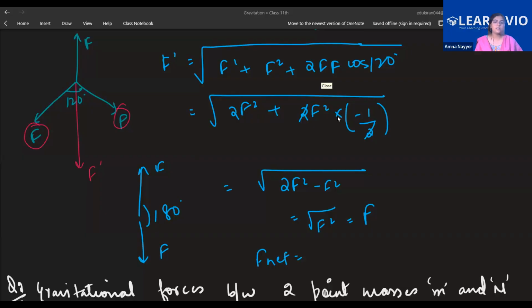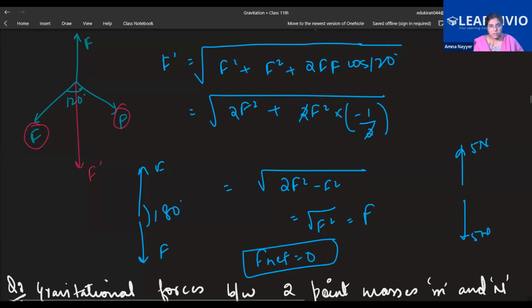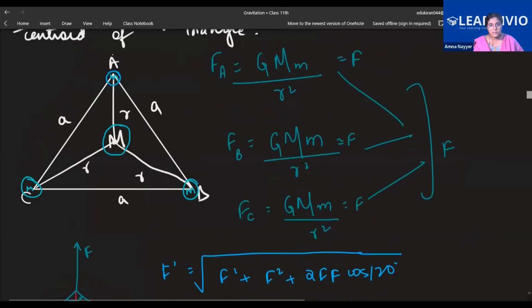Zainab's second answer is right: zero. See, both forces are like 5 Newton. You are pulling 5 Newton upwards, and someone is pulling 5 Newton downwards. Will there be any movement? No, because they'll be canceling each other. So that is the net force which is present. Okay, we'll see some other questions also. First, you will write this down, then we'll discuss.